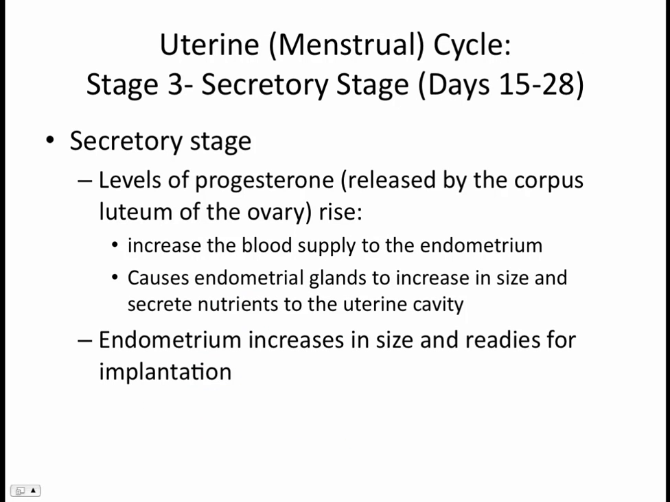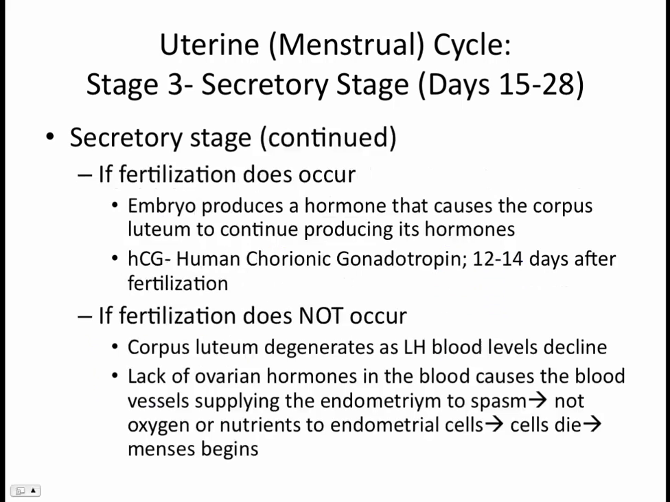In the secretory stage, levels of progesterone released by the corpus luteum start rising. It increases the blood supply to the endometrium, causing the glands to increase in size and increase nutrients to that uterine cavity. And of course, once again, we're preparing the endometrium for implantation of the fertilized egg. If fertilization does occur, the embryo is going to produce a hormone that causes the corpus luteum to continue producing progesterone. This hormone is HCG.